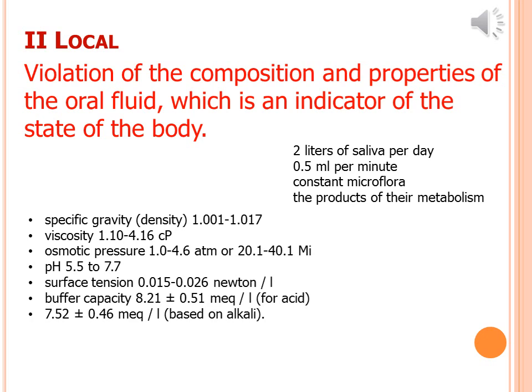The buffering capacity of saliva is provided by three main buffering systems: bicarbonate, phosphate, and protein. Up to 80% of the buffering properties of saliva are provided by bicarbonates. The concentration of bicarbonates in saliva is directly proportional to the intensity of salivation.